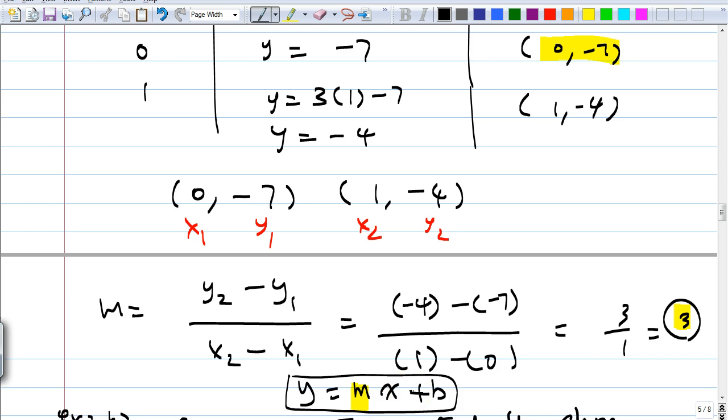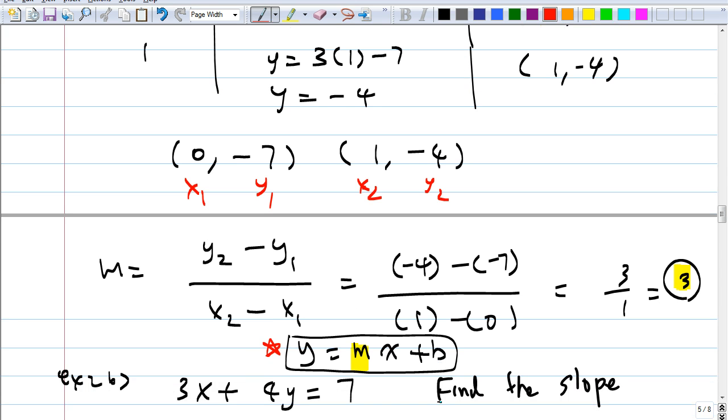So that's why we really like this form. You guys remember from last year? This form made everything really easier because once you put the standard form into slope-intercept form, you get the slope, which is the m, and you get the b, which is the y-intercept. Does that make sense?